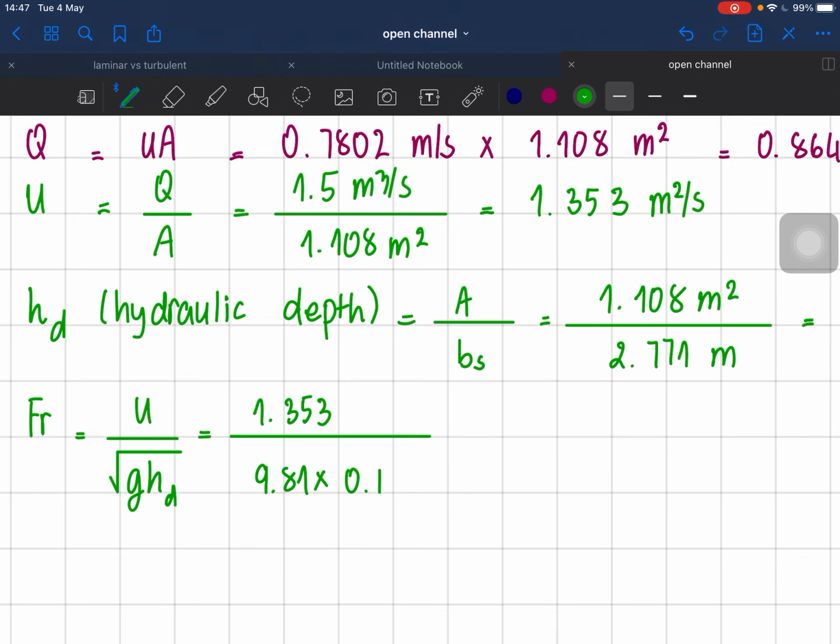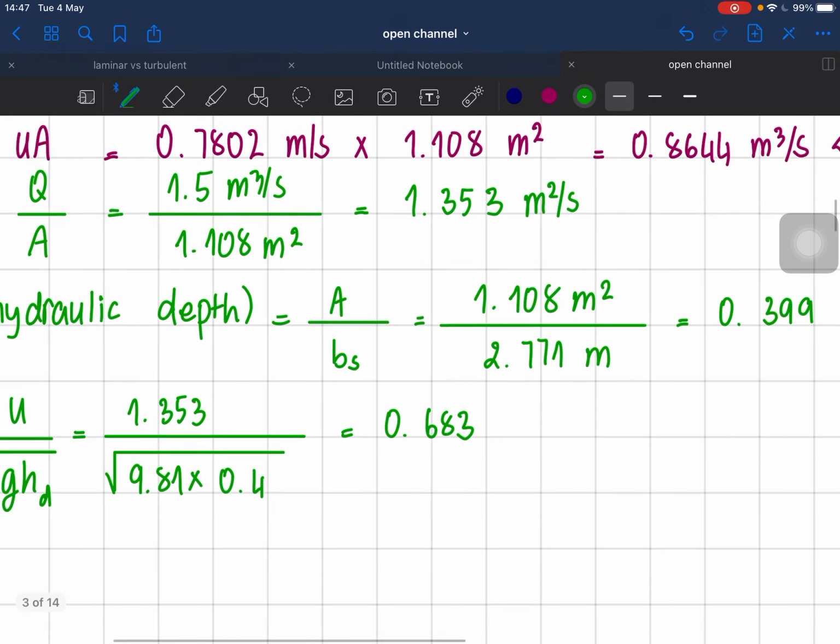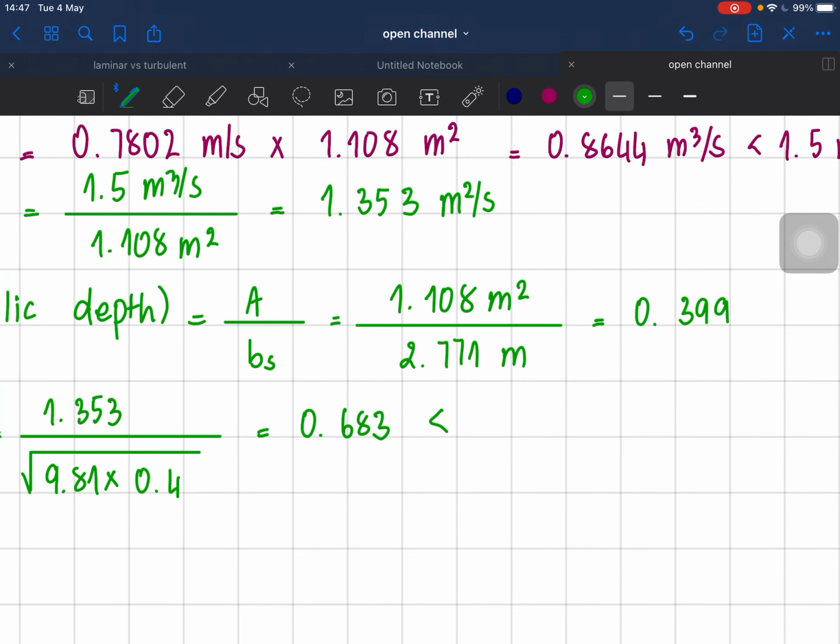I'll say 0.4. So the answer is 353 over the square root of 9.81 times 0.4, which is 0.683. Okay, so then we can see that 0.683 is less than 1.